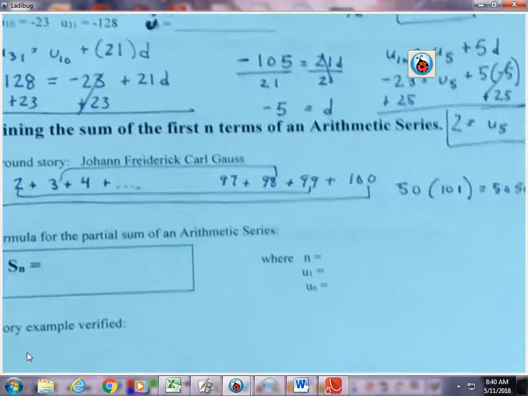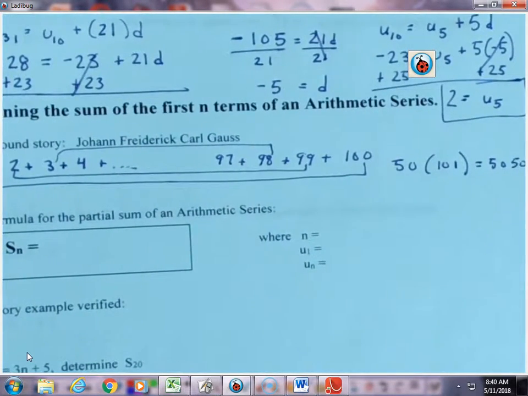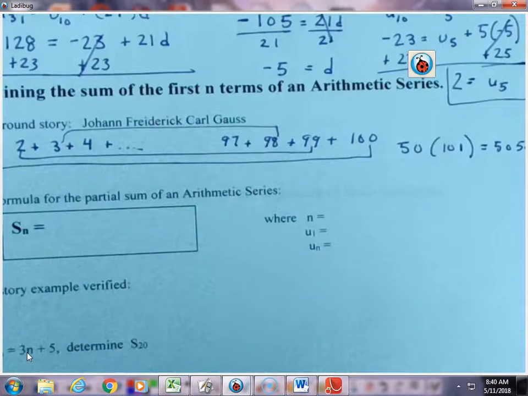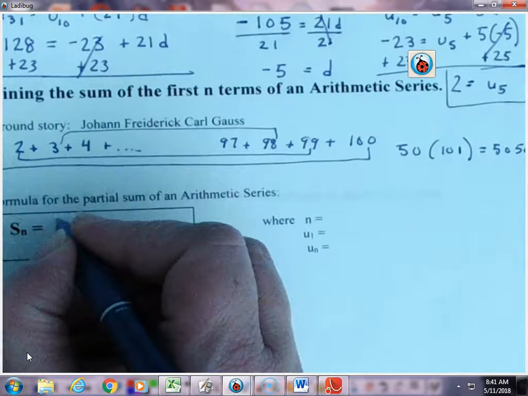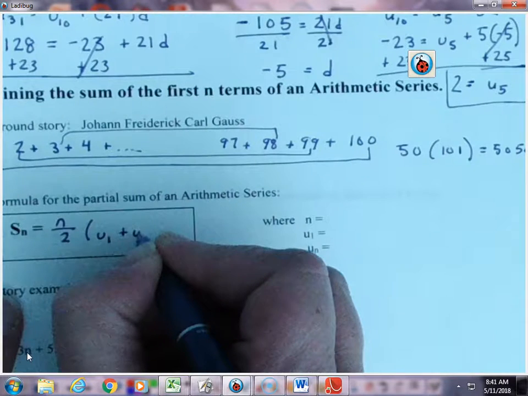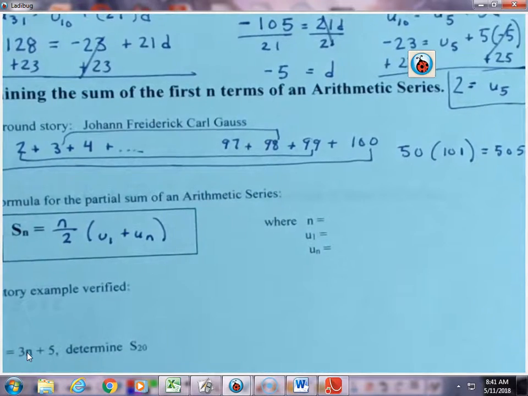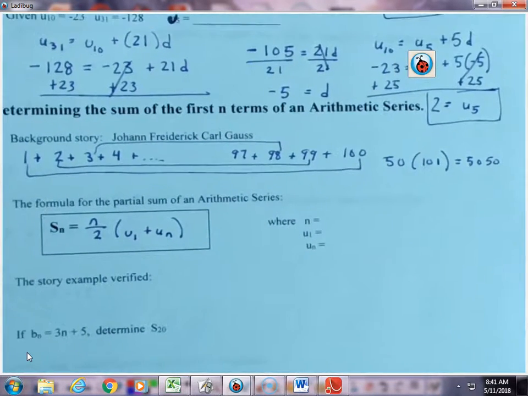Okay, so pretty quick fellow, okay? And that is the sum. Okay, now this can be generalized into this formula. Okay, and this is for arithmetic only. It doesn't work for everything in the world, but it does work for arithmetic.